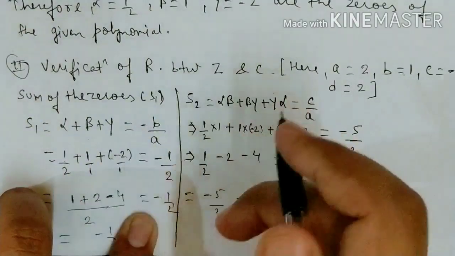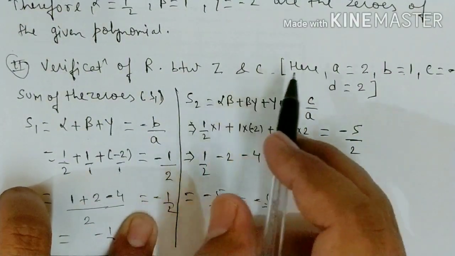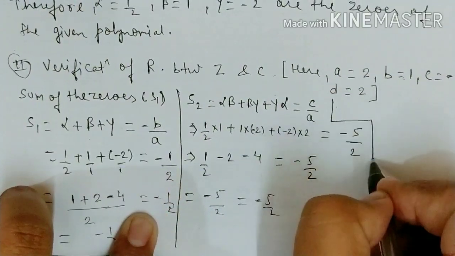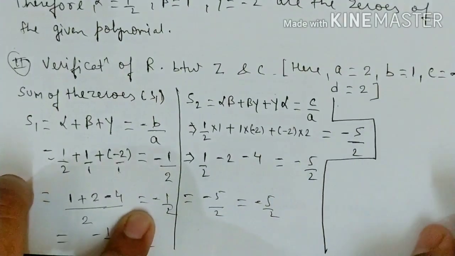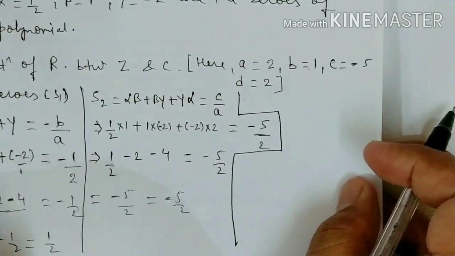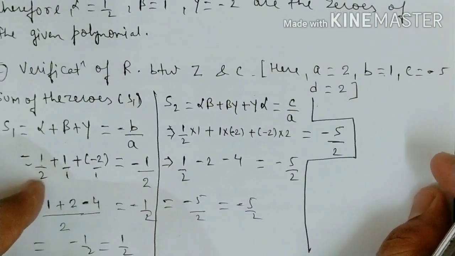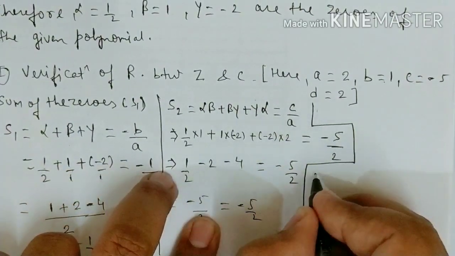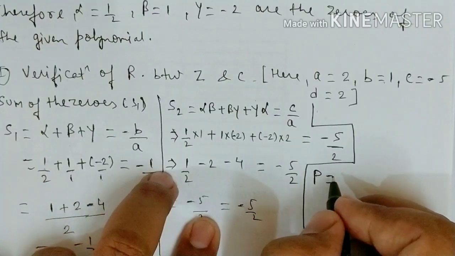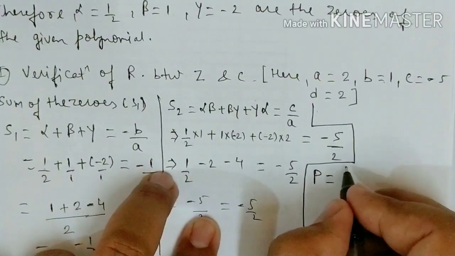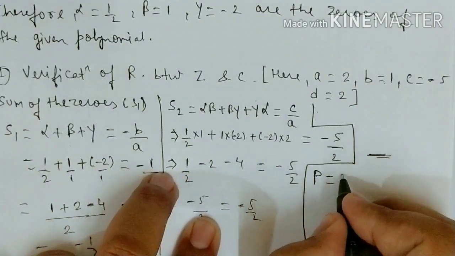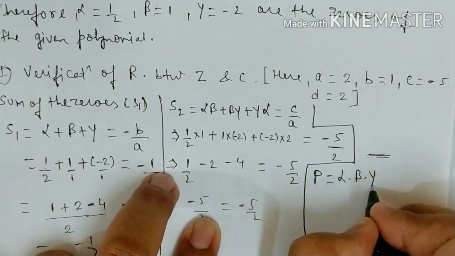So S2, the sum of the product of zeros, has been verified. In the same way, one more thing we have to verify, that is the product. What we have to verify? Product. So next one, here I am directly writing P. Clear? You have to give the heading, that is the product of the zeros, that is alpha into beta into gamma.